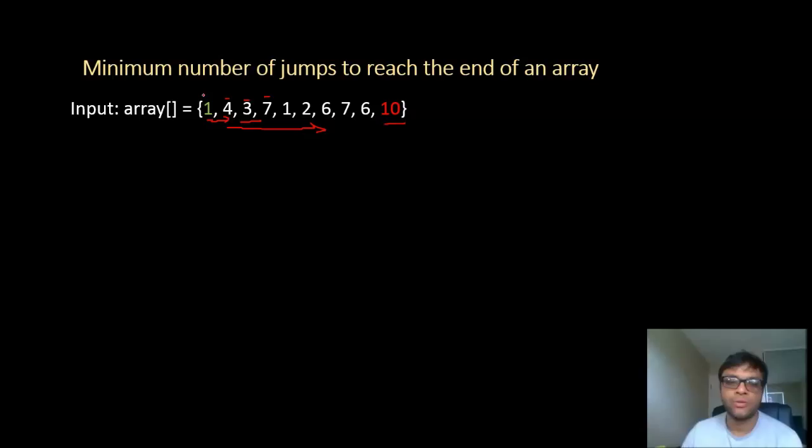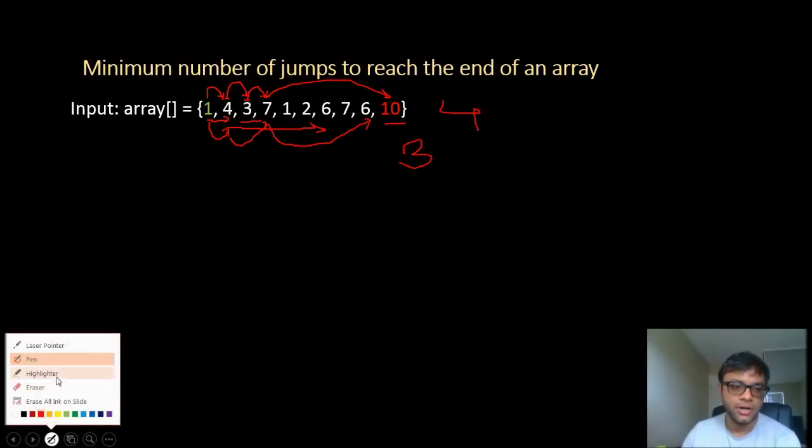Let's look at how we can do this. Suppose we take this path, we jump from 1 to 4, and then from 4 we see that there are 4 options. Then we jump from 4 to 3, and from 3 there are another 3 options, so we'll jump to 7, and then from 7 we directly jump to 10. So we made 4 jumps, but there is another, shorter way to do it. We can jump from 1 to 4, and then 4 to 7 directly, and then 7 to 10. So we have done 3 jumps. This is the minimum number of jumps for this particular example.